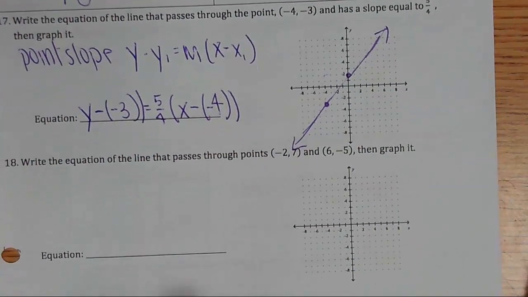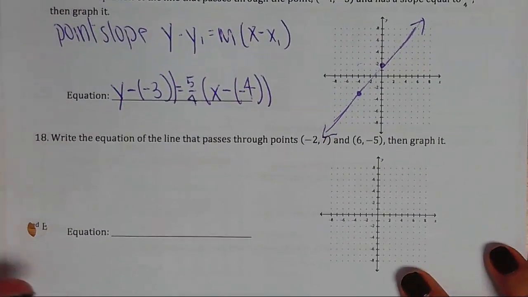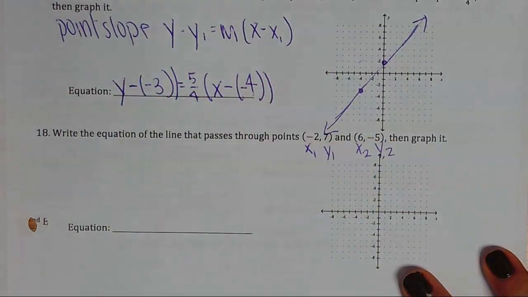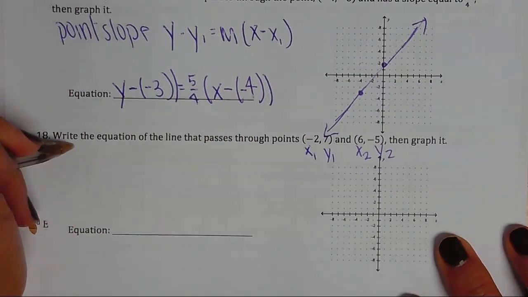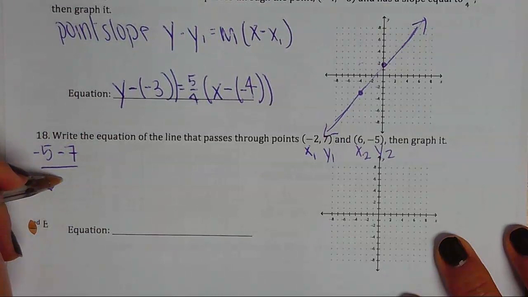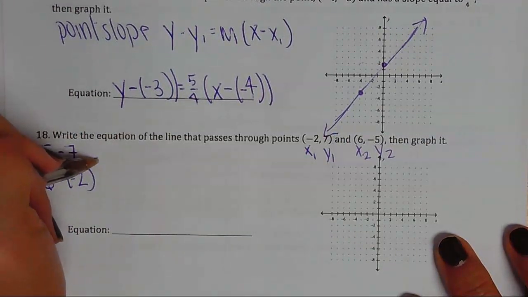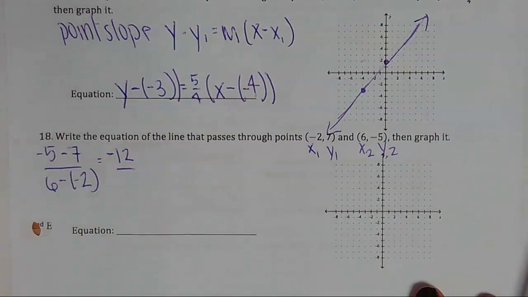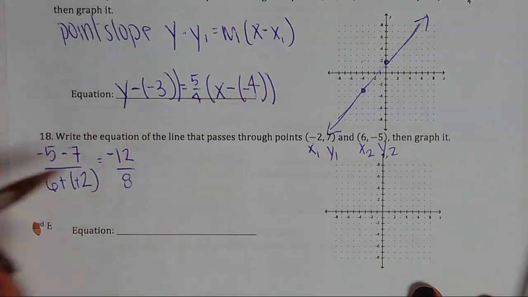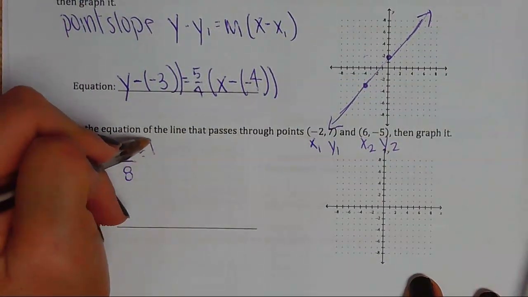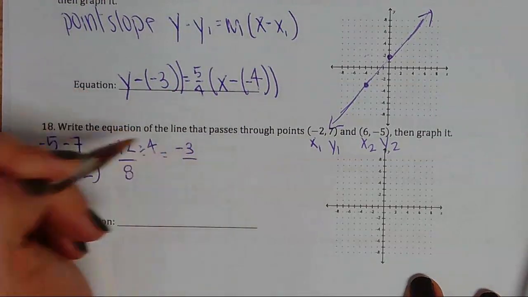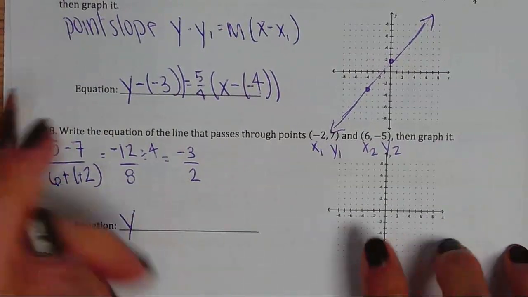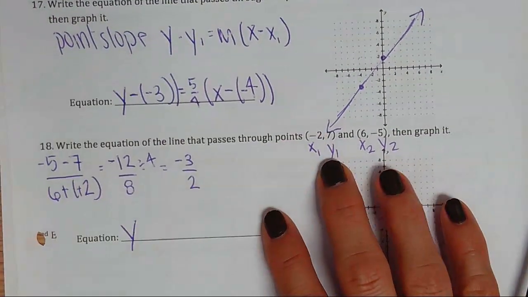And then over here, the same thing. However, I have to find my slope first. So x1, y1, x2, y2. Negative 5 minus 7 over 6 minus negative 2. All right, negative 5 minus 7 is going to be negative 12. Two negatives become a positive, which would be 8. These are both divisible by 4, so I'm going to have negative 3 over 2. That's my slope. So I'm going to use either of these points. I'm going to just use this first one.